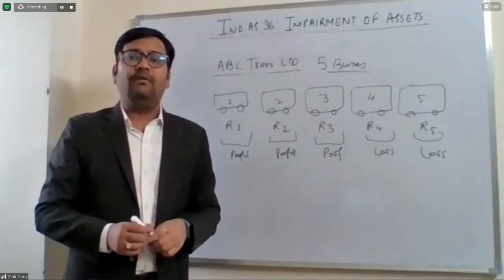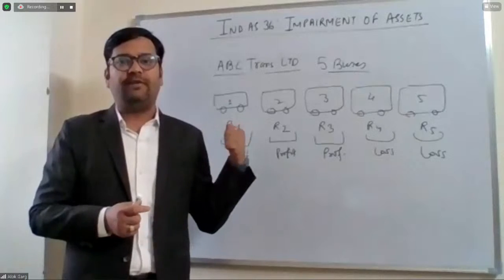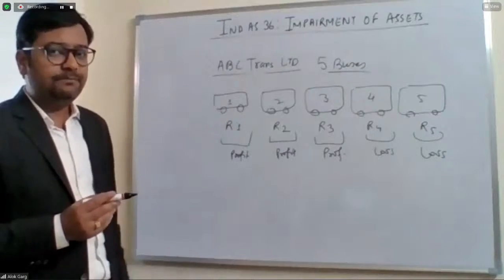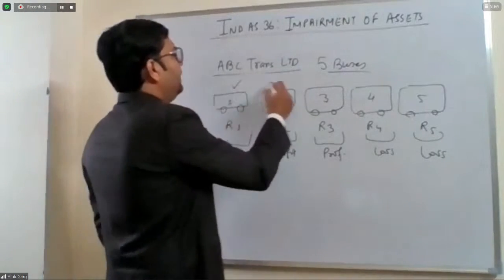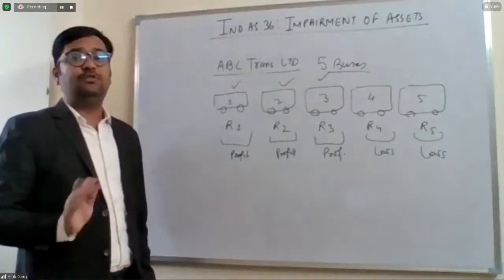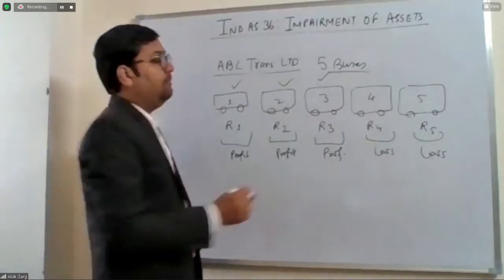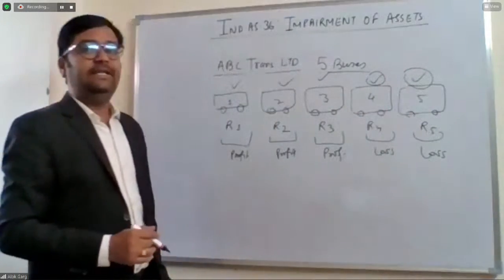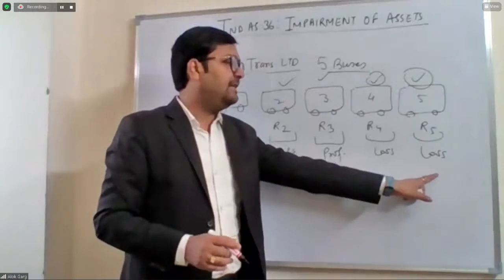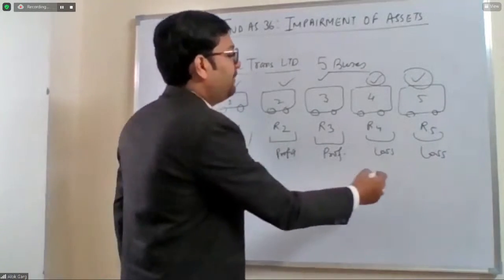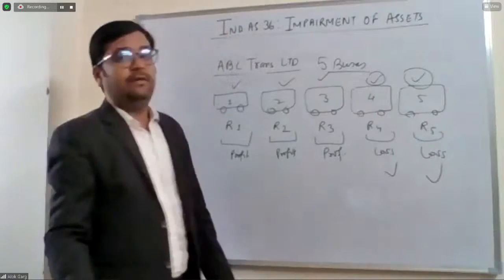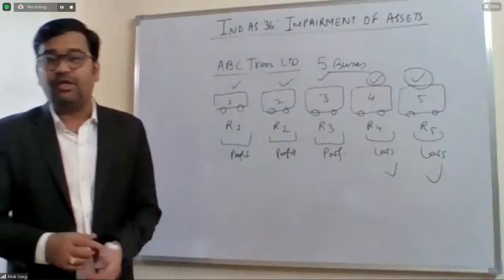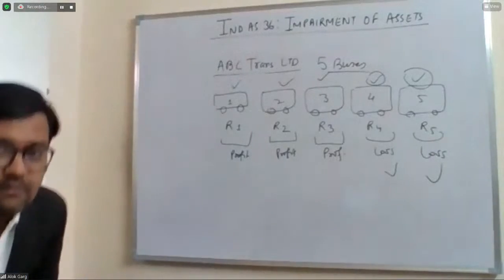Now you are the auditor of ABC Transport Limited, and ABC Transport Limited is saying, see, my 3 routes are in profit, so there is no indicator of impairment. My 4th and 5th routes are in losses, so I need to do the impairment assessment only for route number 4 and route number 5. Whether the contention of ABC Limited is right, what is your view, guys?